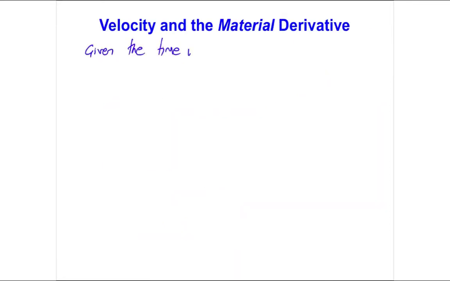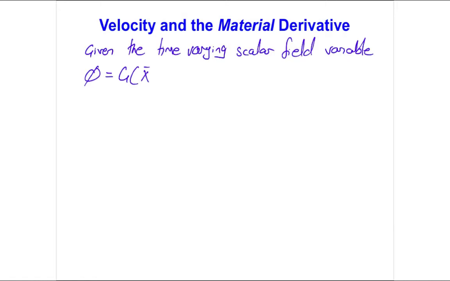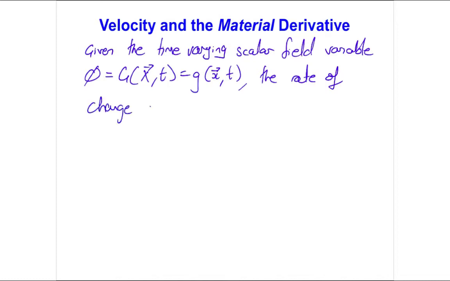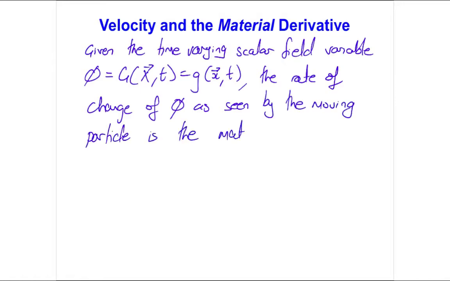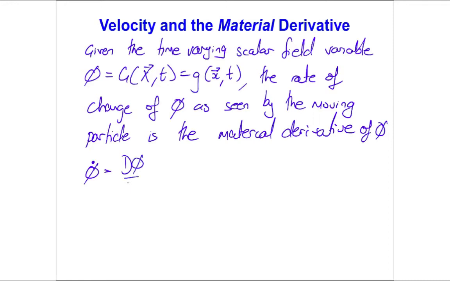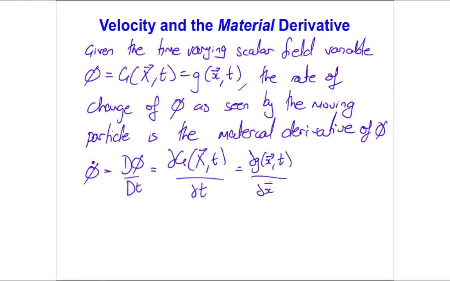Given a time-varying scalar field variable phi, defined in the Lagrangian sense as phi equals capital G of capital X and T, or in the Eulerian sense as lowercase g of lowercase x and t, then the rate of change of phi as seen by a particle moving in the continuum is given by the material derivative of phi. The material derivative phi dot, or capital D phi dt, is equal to ∂G/∂t, holding capital X constant, which using the chain rule is ∂g/∂x times ∂x/∂t plus ∂g/∂t.